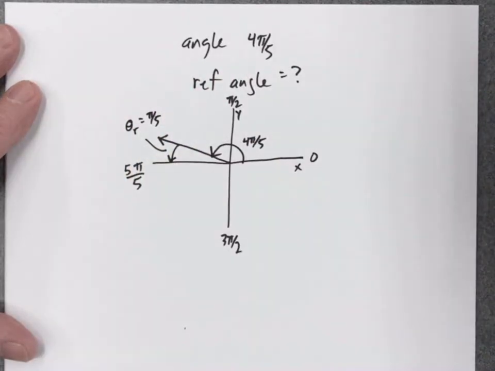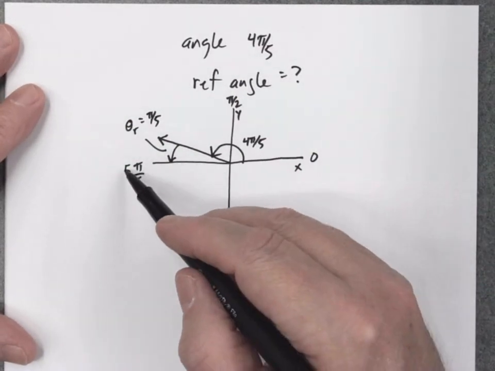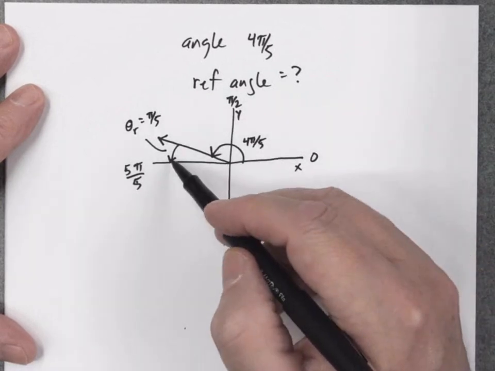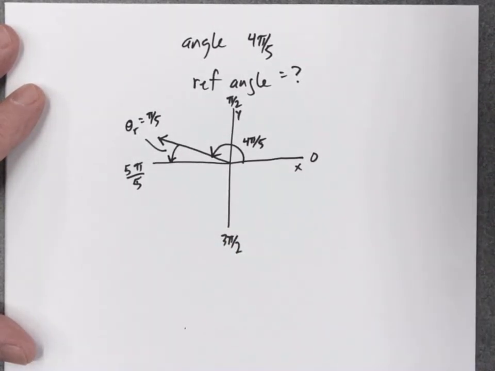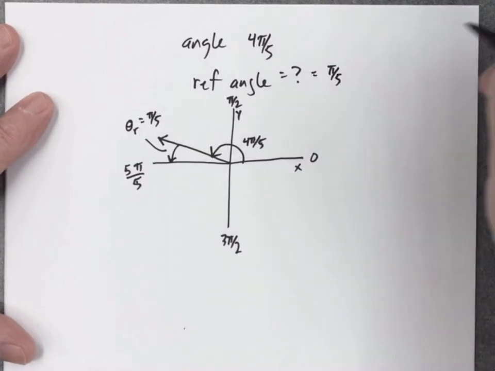Pi over 5. If you want to do it mathematically, you would take 5 pi over 5 minus 4 pi over 5, and that difference is this reference angle. So the reference angle would be pi over 5.